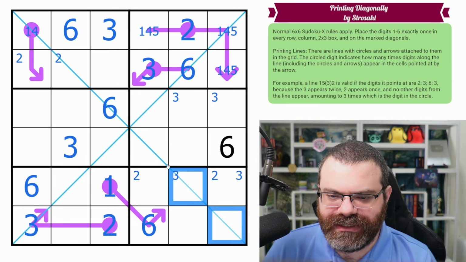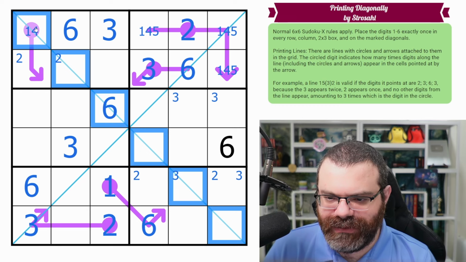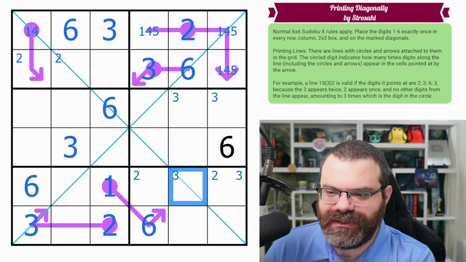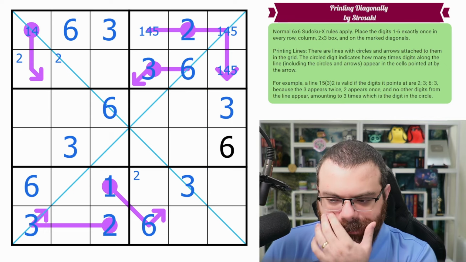What can I do here? How about this diagonal? We need a 3 on it. Yeah, 3 on this diagonal can only go here. These are the only 3s left to place. So that's a 3 and that's a 3. Oops, I didn't mean to do that.